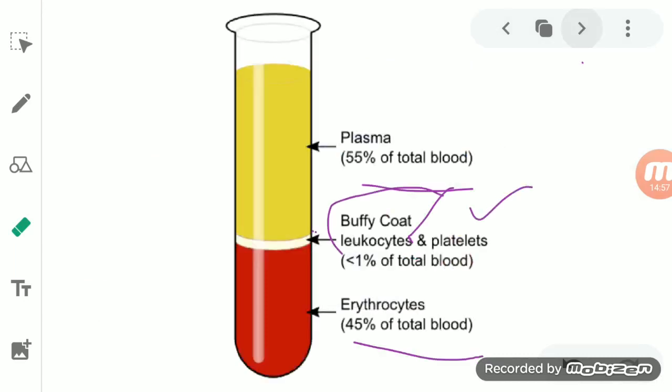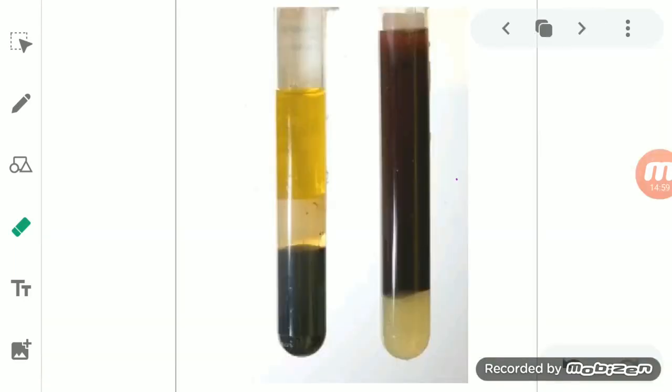So by this we can simply check whether a person's blood is okay or is having some kind of issue.